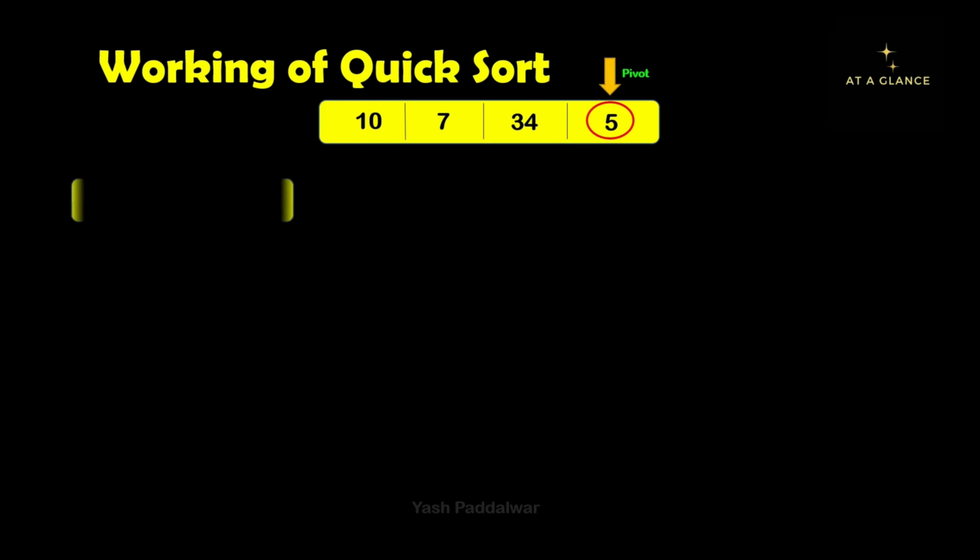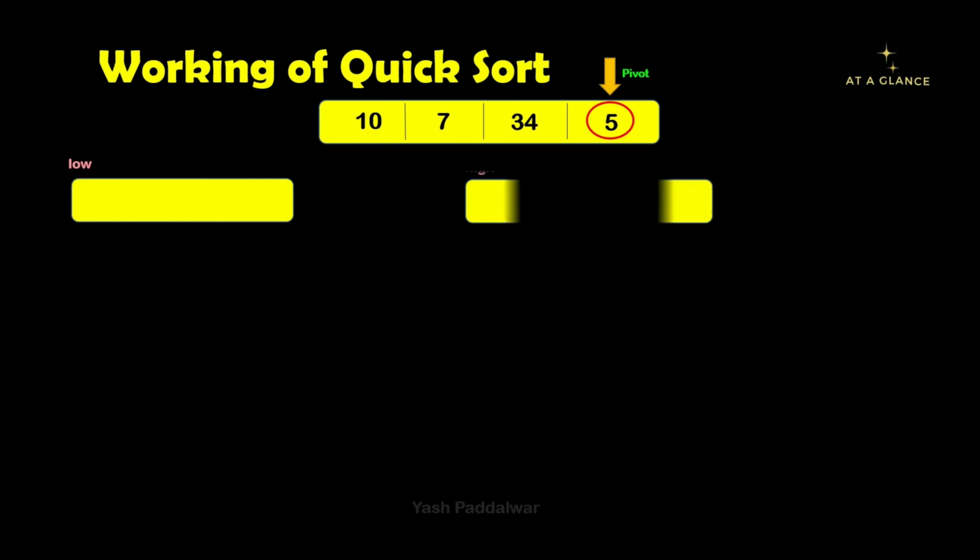After this, the next step is to create two empty arrays, one low, another one high. Now make a note that once you have named the pivot element, you need to remove it from the original array. Next step is to traverse through the original array and compare the pivot element with the current element.